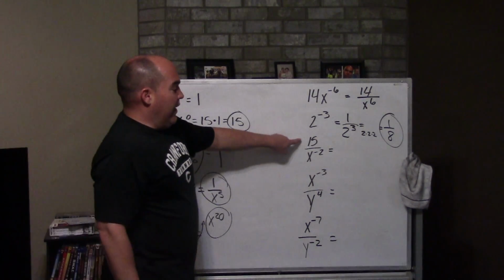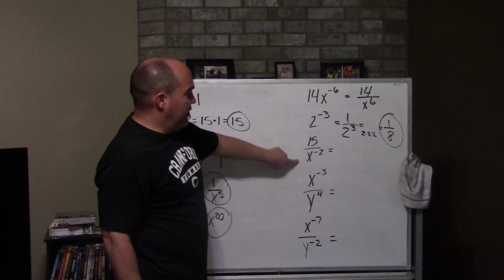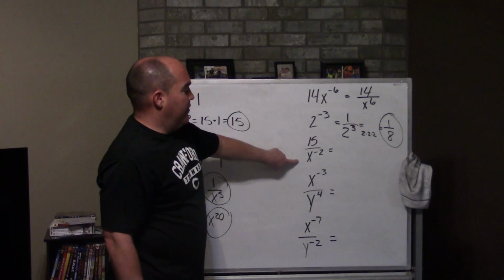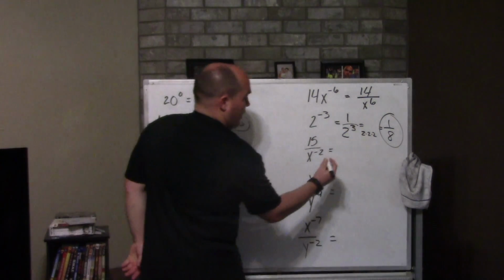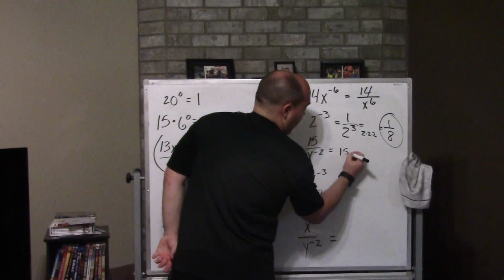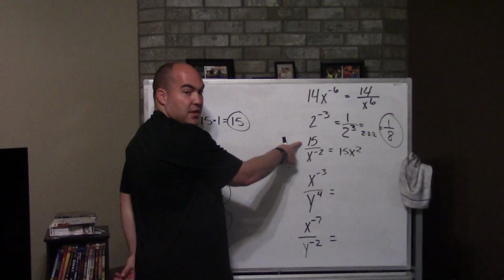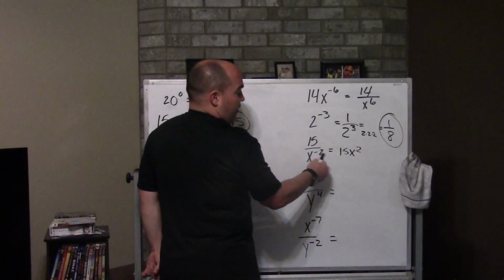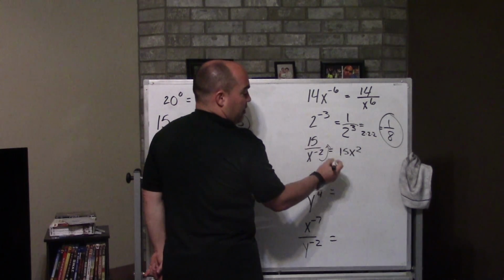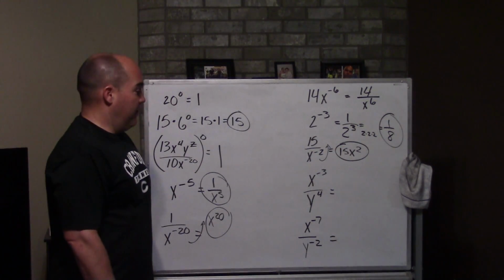Alright, we have this fraction, so we have 15 over x to the negative 2. The negative 2 is now on the bottom, so that means it has to go up. The 15 is just going to hang out where it's at. There's nothing that tells us to do anything with the 15, so it just stays put. So it's 15, the x to the negative 2 goes up there with it, so this is just 15x squared.